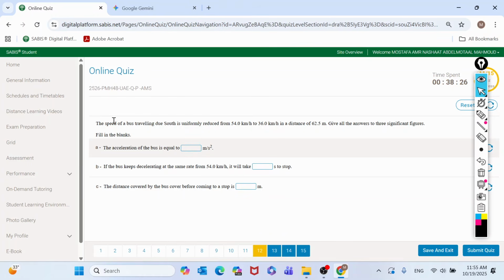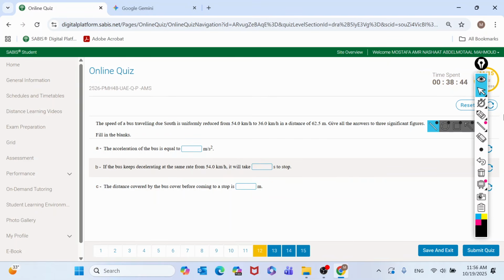The speed of a bus traveling due south is uniformly reduced from 54.0 km per hour to 36 km per hour in a distance of 62.5 meters. Give all the answers to 3 significant figures. The acceleration of the bus is... Okay, we need to find the acceleration.